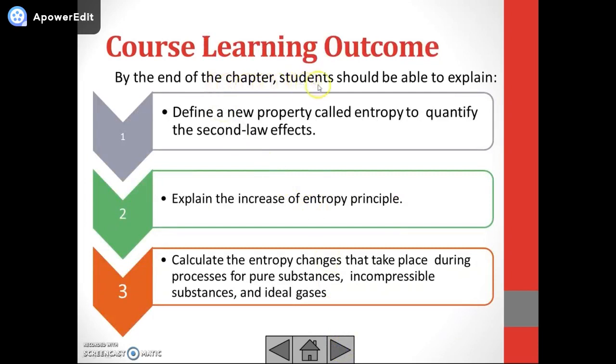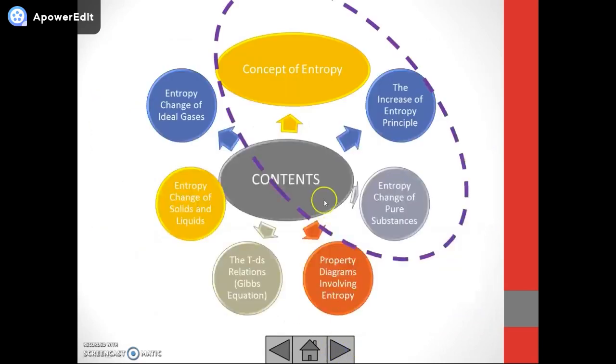So by the end of the chapter, students should be able to define a new property called entropy to quantify the second law effects, explain the increase of entropy principle, and calculate the entropy changes that take place during processes for pure substances, incompressible substances, and ideal gases.